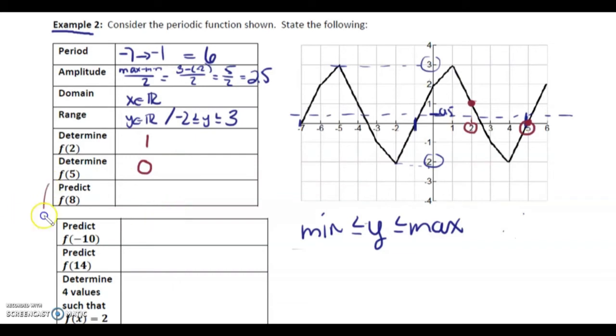Okay, these ones actually say predict. So we're going to predict f at 8. Here's the thing. We know that this graph repeats all the time, like forever and ever. So we want f at 8. Here's our issue. We go only up until 6. So we need it 2 steps forward than where it would have been here, okay?